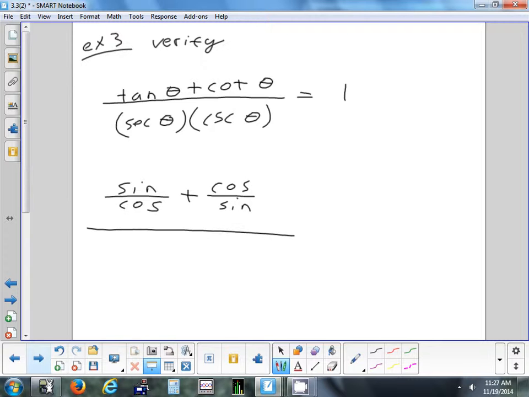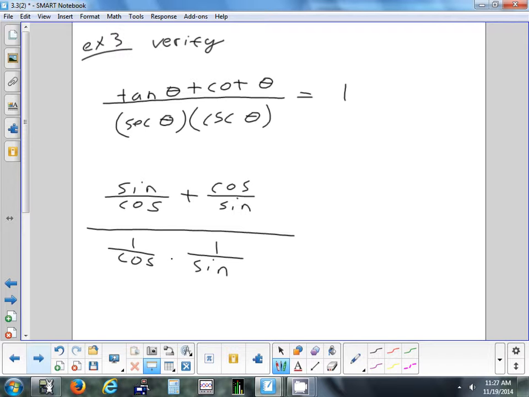Right? And then let's look at what we have in the bottom. Secant. It's 1 over cosine. And cosecant, 1 over sine. All right, for most of this problem, I think I would leave the denominator alone.